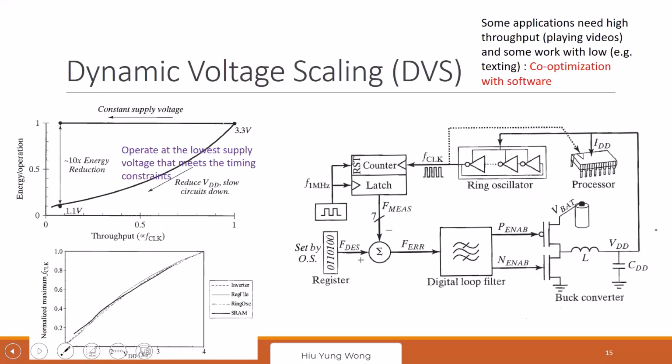Okay, now something fancier. Just now we said we can have a threshold voltage that is different for different transistors, or a different voltage supply for different blocks. We can also use something called dynamic voltage scaling.